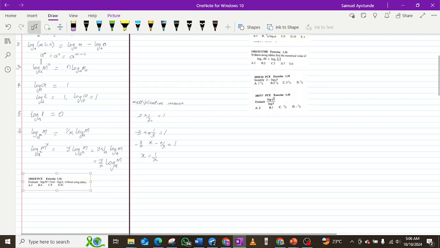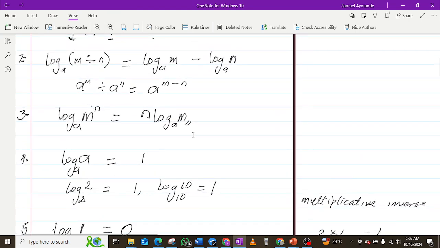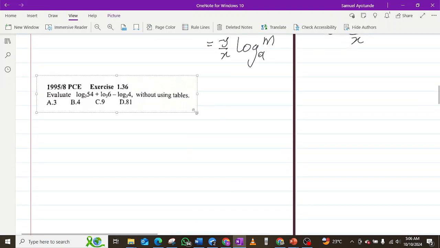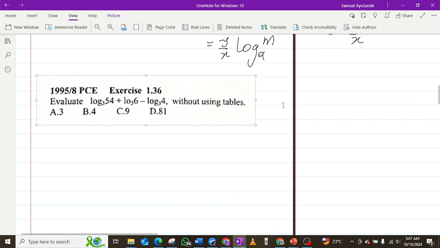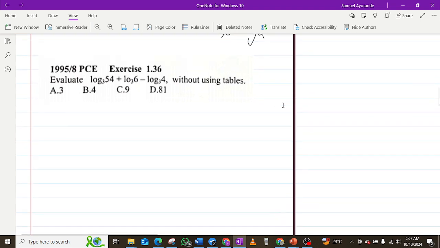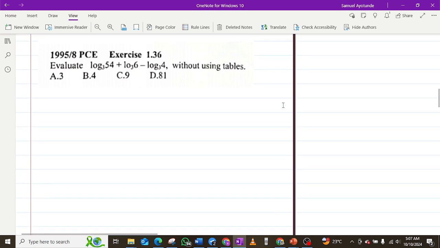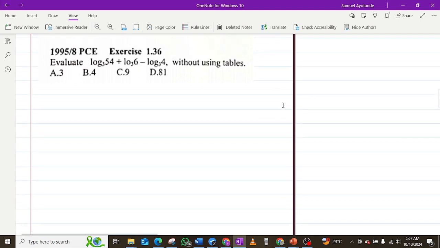So let's look at this question. We have log 54 base 3, log 6 base 3 minus log 4 base 3. So all carry the same base. So what do we then do? Since they have the same base, that means the first law and the second law are applicable here.